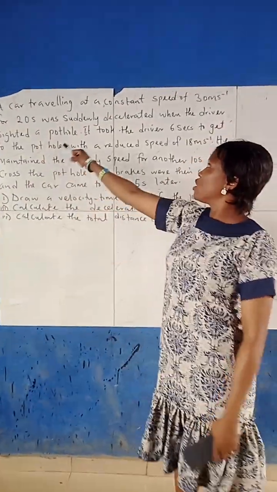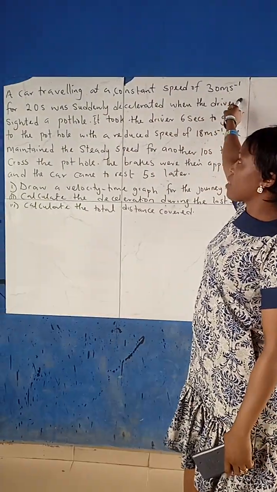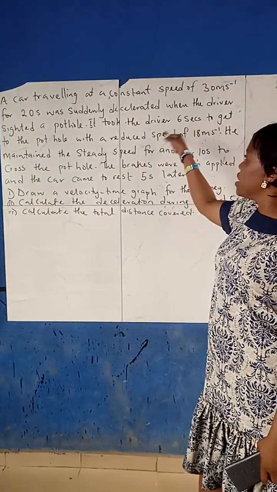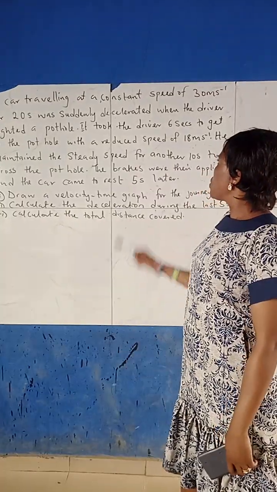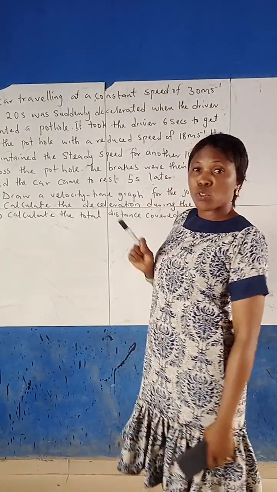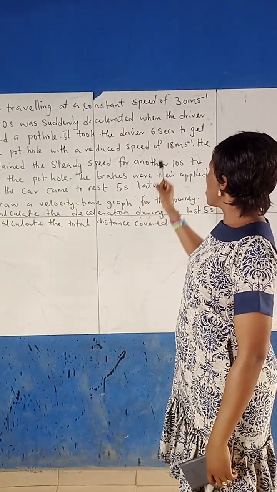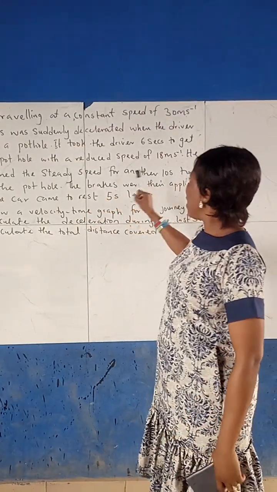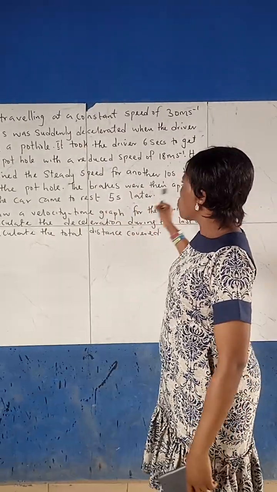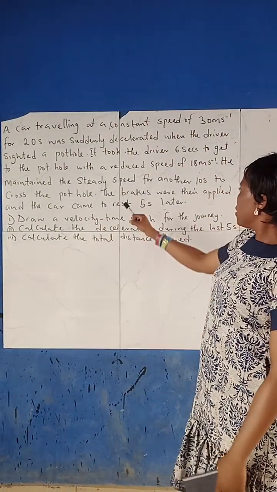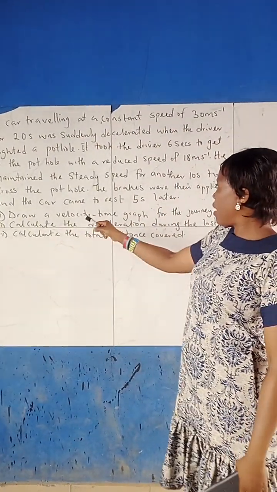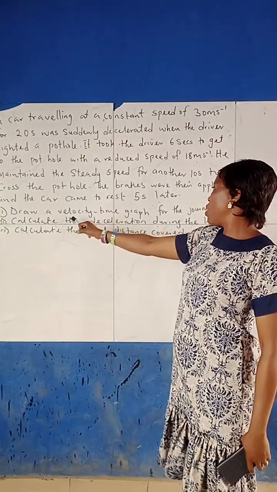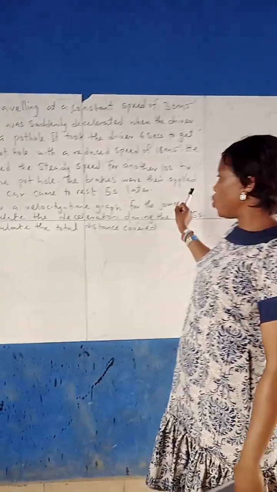The question says a car traveling at a constant speed of 30 meters per second for 20 seconds was suddenly decelerated when the driver sighted a pothole. It took the driver 6 seconds to get to the pothole with a reduced speed of 18 meters per second. He maintained a steady speed for another 10 seconds to cross the pothole. The brakes were then applied and the car came to rest 5 seconds later. The question says, draw a velocity time graph for the journey.